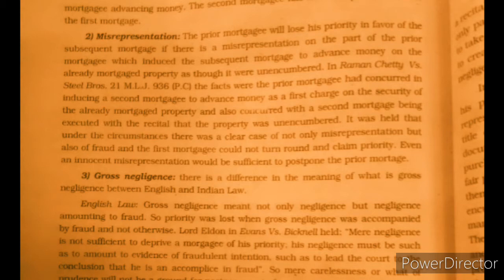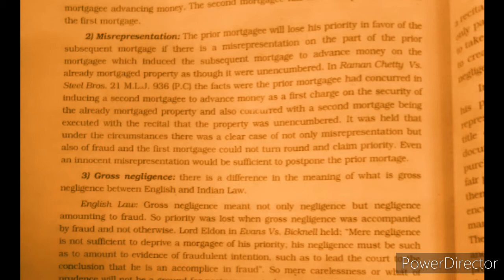Even an innocent misrepresentation would be sufficient to postpone the prior mortgage. There is a difference in the meaning of what is gross negligence between English and Indian law. In English law, gross negligence meant not only negligence but negligence amounting to fraud. So priority was lost when gross negligence was accompanied by fraud and not otherwise.